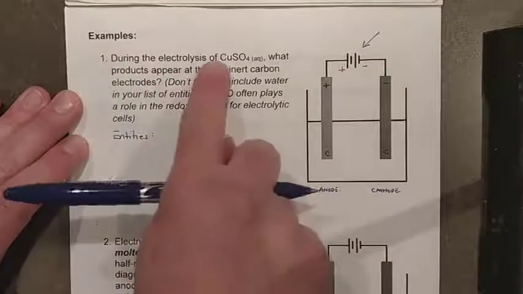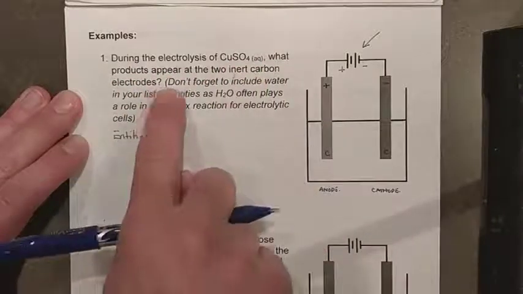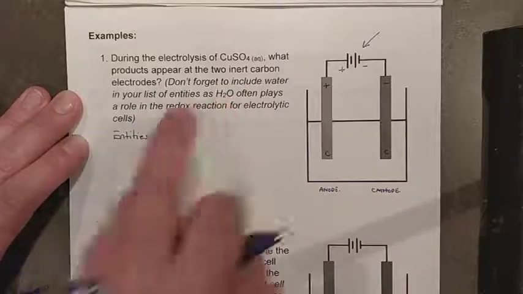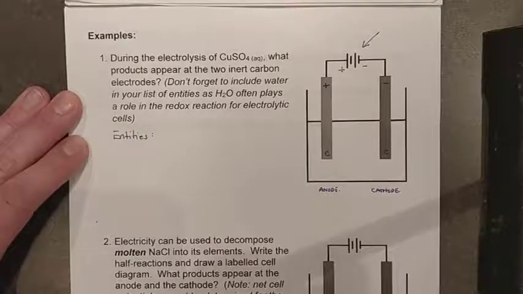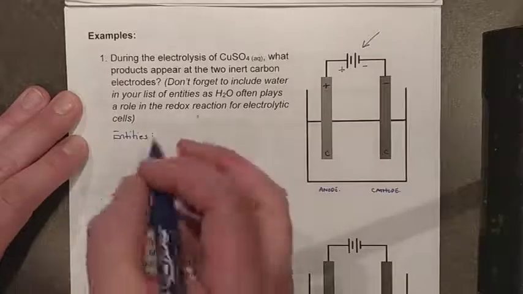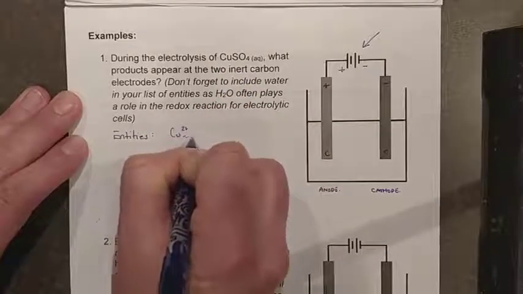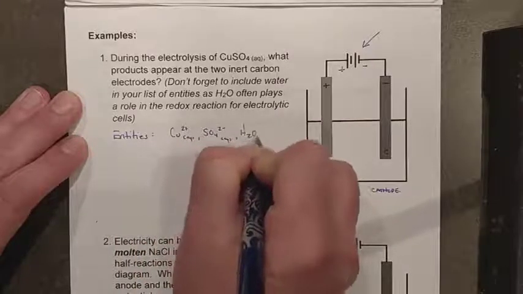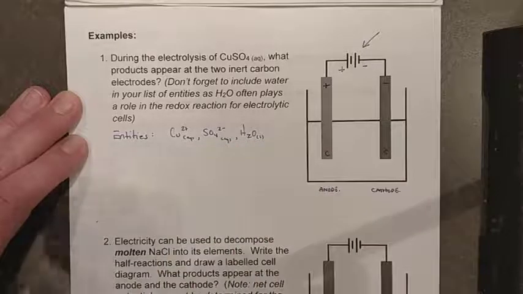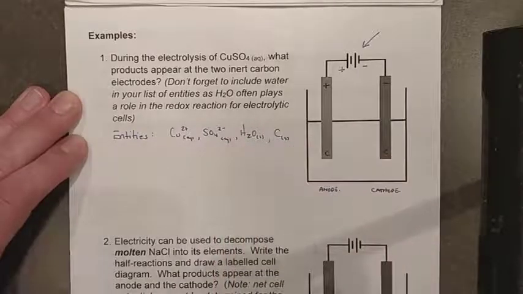But it says, during the electrolysis of a copper 2 sulfate solution, what products appear at the two inert carbon electrodes? Don't forget to include water in these. Water, now with the non-spontaneous reaction, becomes a much more frequent player, so we want to be careful with some of these. So let's look at our entities. If I have a copper 2 sulfate solution, I have copper 2 plus ions, I have sulfate ions, I have water, and I have my inert carbon electrodes. Inert means it doesn't react, so include it or don't. Doesn't really matter. It shouldn't play a role. I don't see any other possible entities.